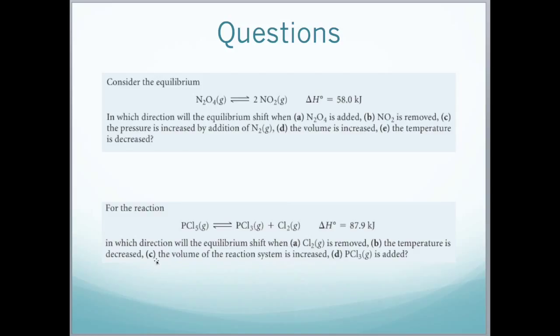What will happen to the equilibrium if the volume of the reaction system is increased? If we're increasing the volume, the equilibrium will shift to the right in favor of the production of PCl3 and chlorine gas. And finally, what will happen to the equilibrium if PCl3 is added? PCl3 is the product, therefore the equilibrium will shift to the left to try and reduce the amount of PCl3.